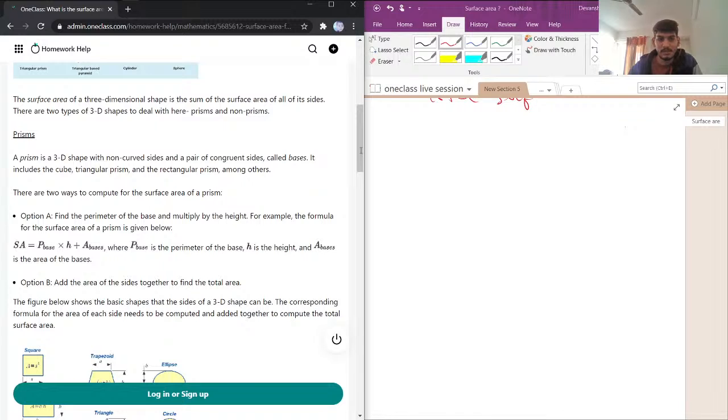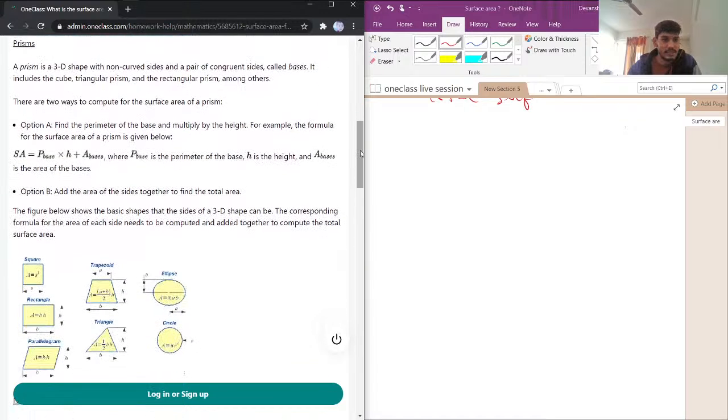For example, the formula for the surface area of a prism is given below. We take the perimeter of the base and multiply it with the height, plus the area of the bases, where P base is the perimeter of the base, h is the height, and A base is the area of the bases. Option 2 is to add the area of the sides together to find the total area.